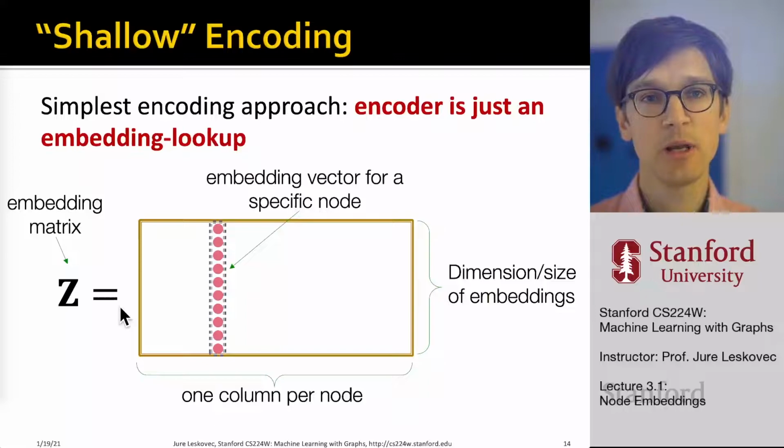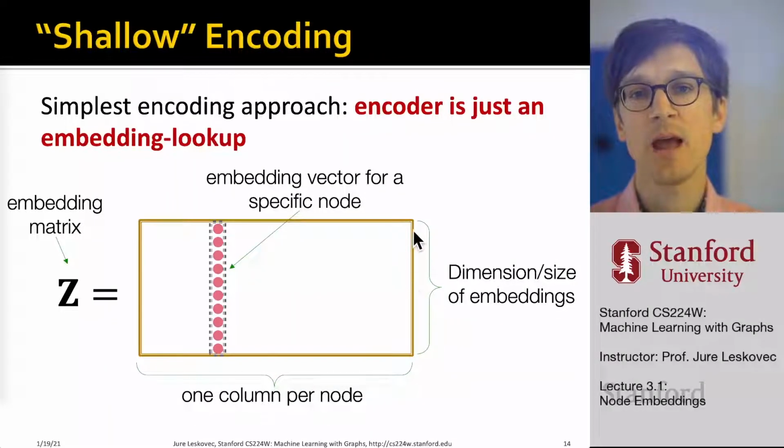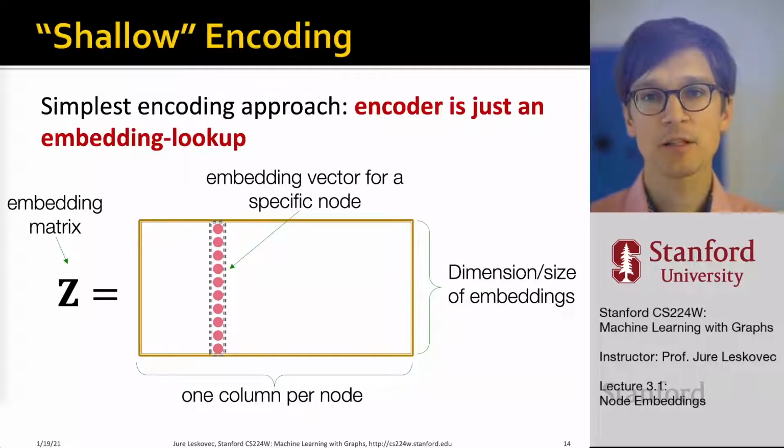And what this will do pictorially is that basically you can think of Z as this matrix that has one column per node, and a given column stores the embedding of that given node. So the size of this matrix will be number of nodes times the embedding dimension. And people who are, for example, thinking about large graphs may already have a question: won't this be a lot of parameters to estimate?